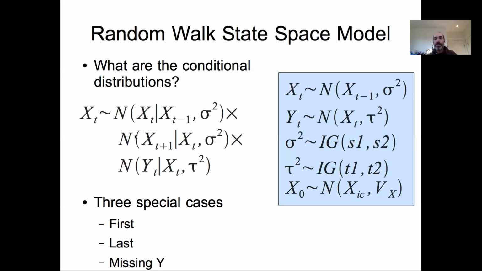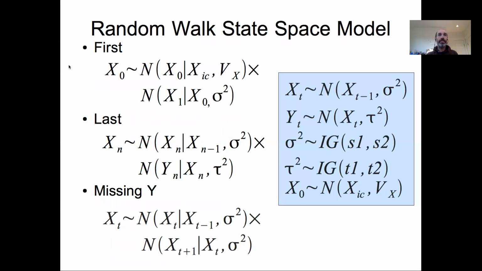So I want to next talk about 3 important special cases of the random walk state space model that illustrate some of the strengths of the state space framework, and particularly how it handles missing data, and how we can seamlessly move from model calibration to model forecasting within the state space framework.